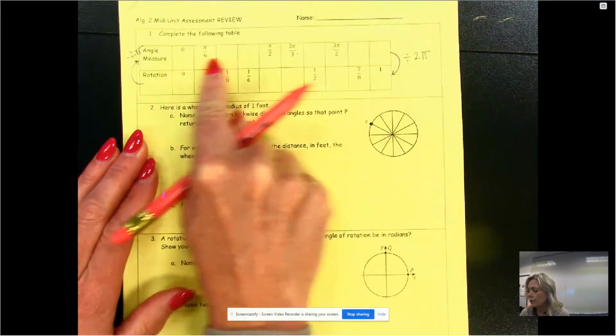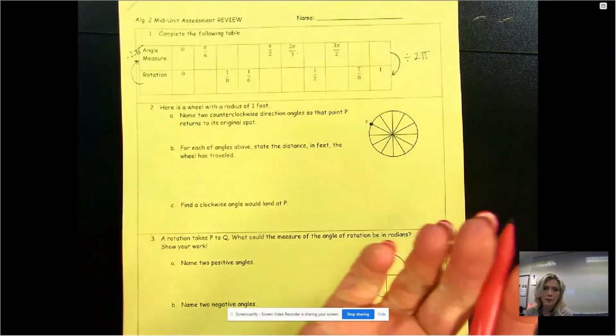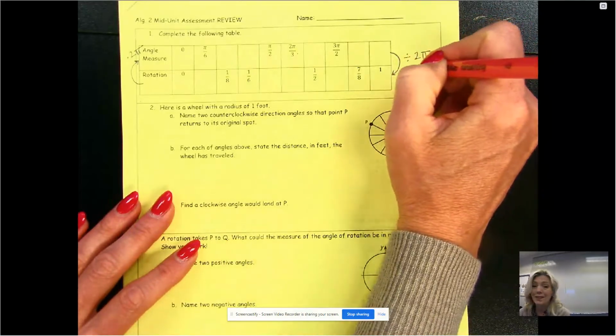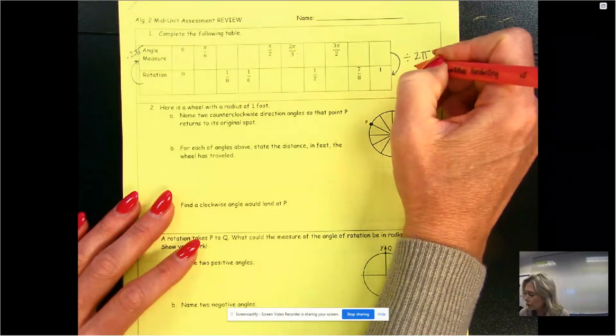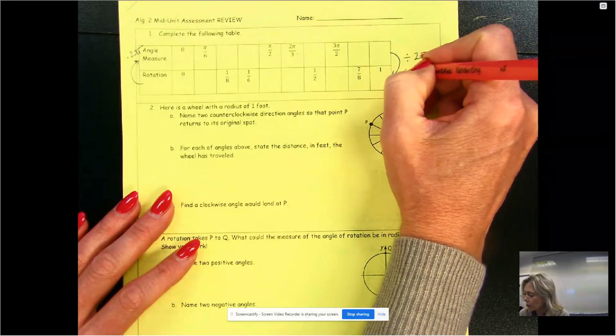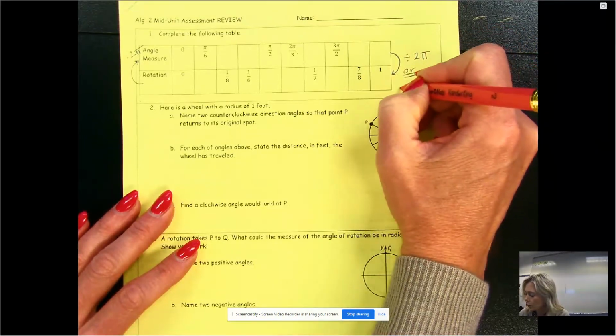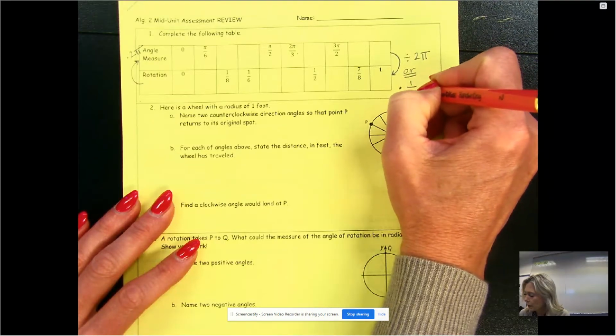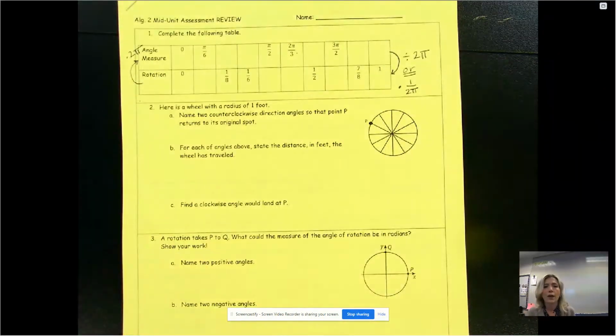And when these are fractions, what you're really doing is multiplying by the reciprocal, because that is how you divide with fractions. So divide by 2 pi, or what we normally do, multiply by 1 over 2 pi. All right, so that is how you do each of those.